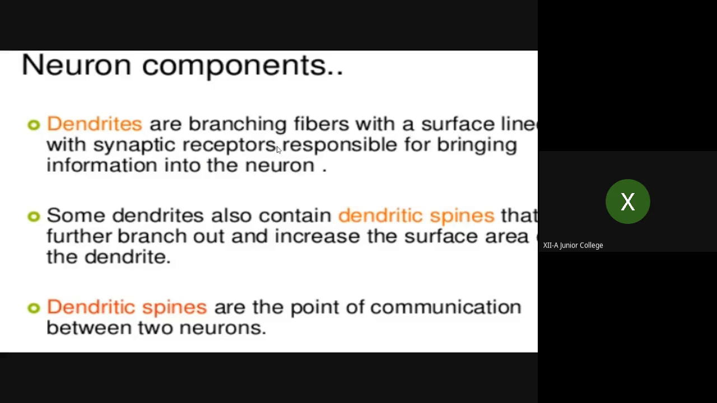So bringing information into the neuron. Some dendrites also contain dendritic spines, which further branch out and increase the surface area of the dendrite. Just now, the more branches I showed you look like spines, right? More branches of the main single dendron, then gets branched into dendrites, and then again small branches, which help in increasing the surface area to get maximum information easily, in a faster way. So they are called spines. Dendritic spines are the points of communication between two neurons.